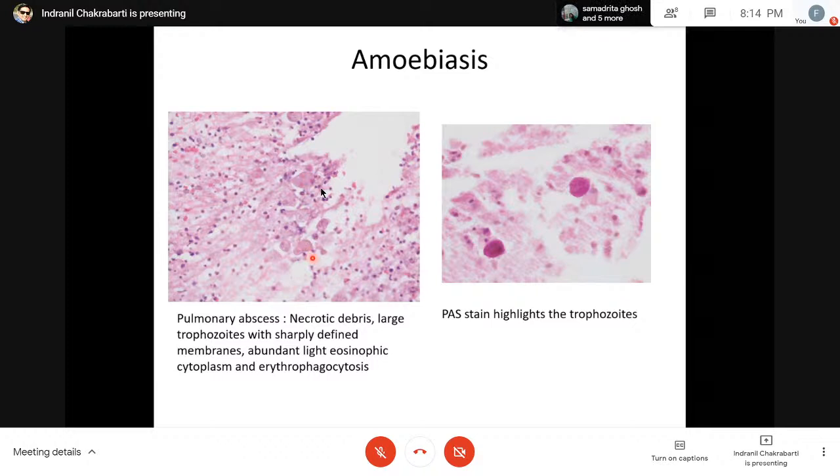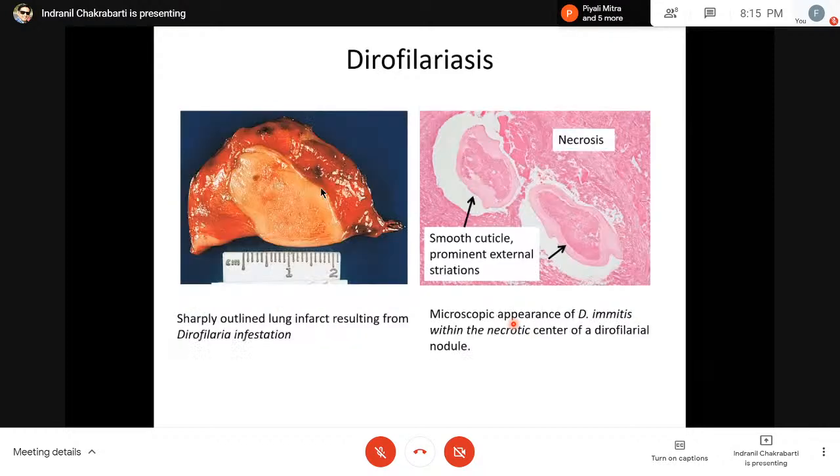These are large trophozoites with sharply defined membranes, but if we can demonstrate erythrophagocytosis, that is RBCs, here you can see RBCs. If RBCs are present, this erythrophagocytosis clinches the diagnosis of amebiosis. And PAS can also highlight the trophozoites. So the nucleus is smaller, but the size is larger than the macrophages.